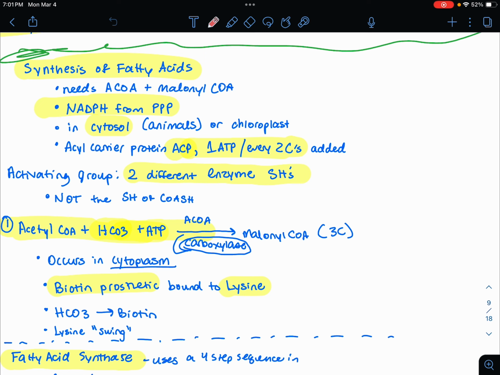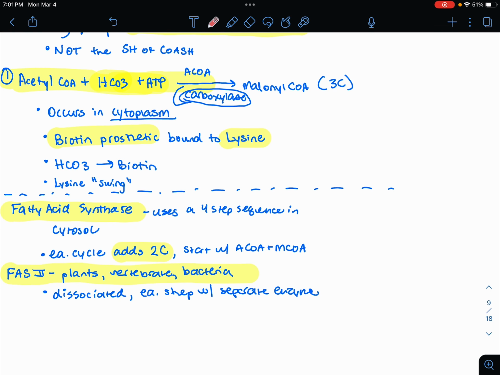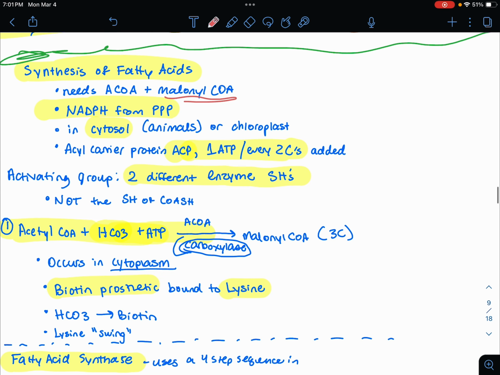To perform the synthesis, we would need acetyl-CoA as well as this molecule, malonyl-CoA. We would also need the NADPH, which is from the pentose phosphate pathway. Synthesis of fatty acids takes place in the cytosol, or the chloroplast of plants. We are primarily using the acyl carrier protein as well as fatty acid synthase, but more on that later. There's usually 1 ATP needed every 2 carbons added, so there is an energy cost there.